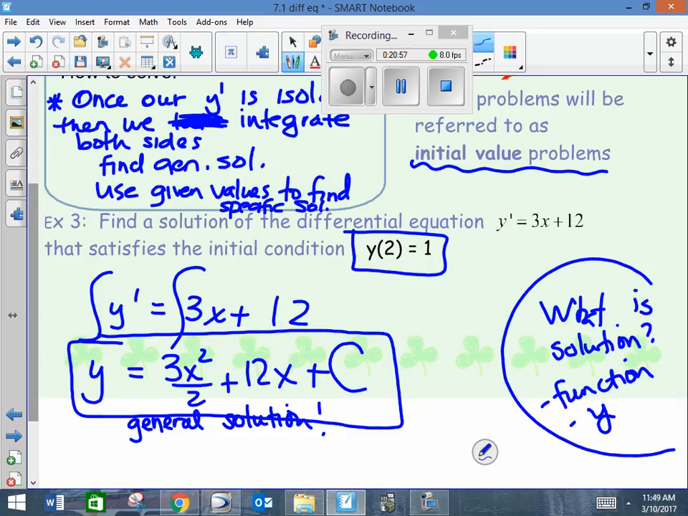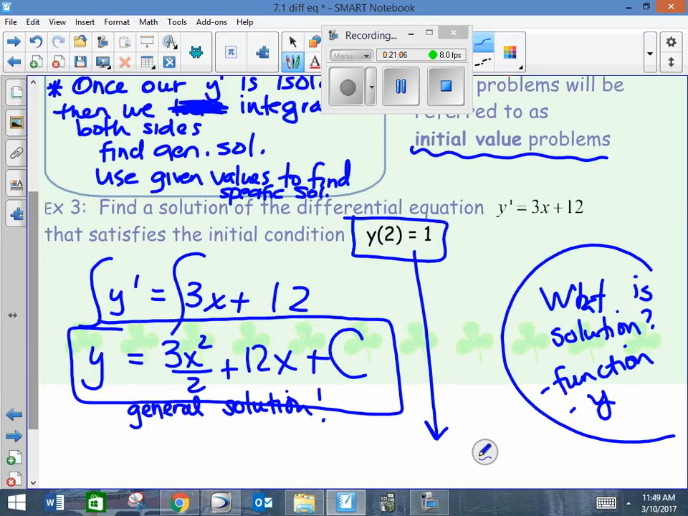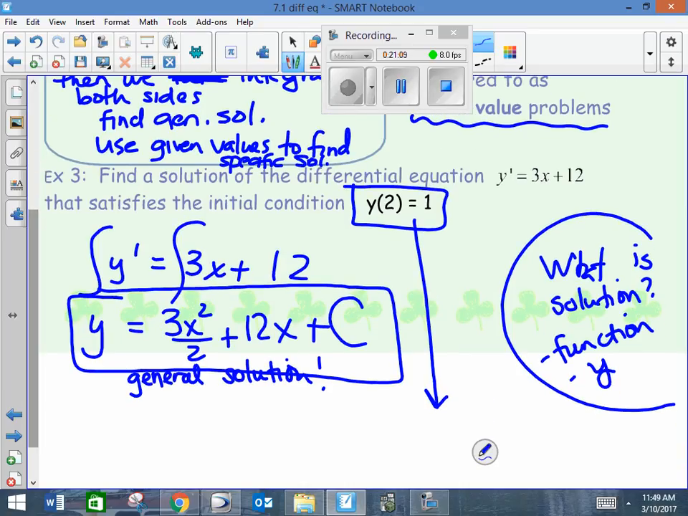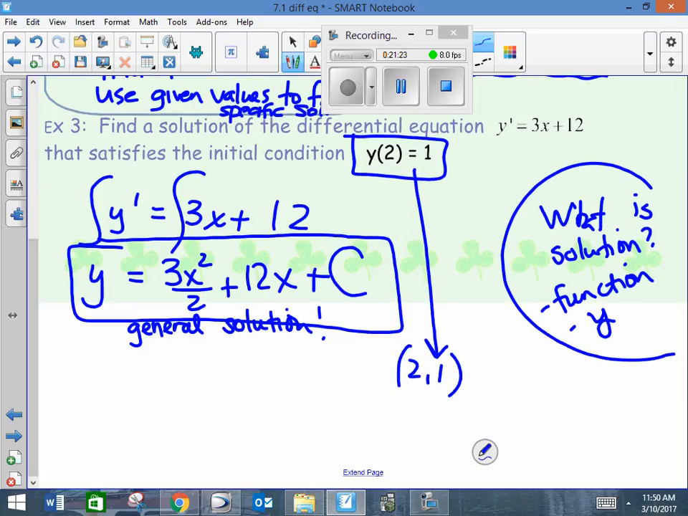We want to know which one goes through the ordered pair. What ordered pair am I referring to here? 2, 1. It's a weird look that you probably haven't seen much of, but that y of 2 means the x is 2. Usually we have the f of 2, but we're not calling it f of x. That's why they're changing it. Okay, so we are going to put x as 2, y as 1, and then the only thing left to find is c. Here we go.